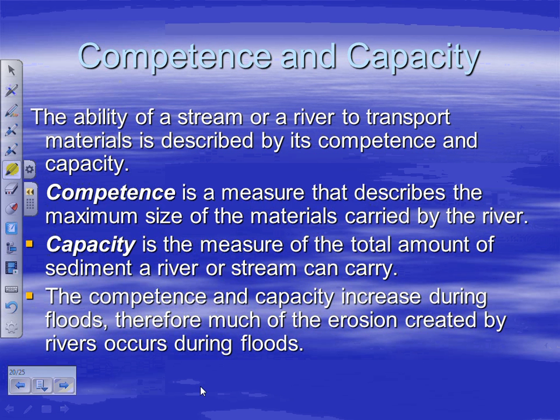Competence and capacity. The ability of a stream or river to transport material is described by its competence and capacity. Competence is a measure that describes the maximum size of the materials carried by the river. Capacity is a measure of the total amount of sediment a river or stream can carry. The competence and capacity increase during floods. Therefore, much of the erosion created by rivers occurs during floods.